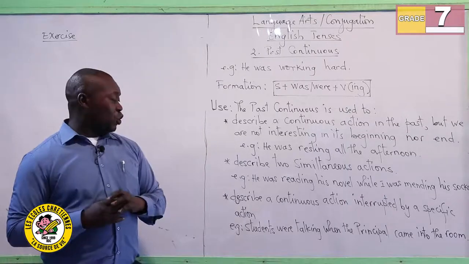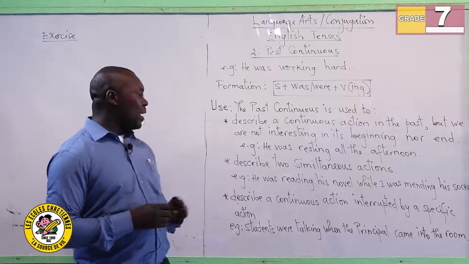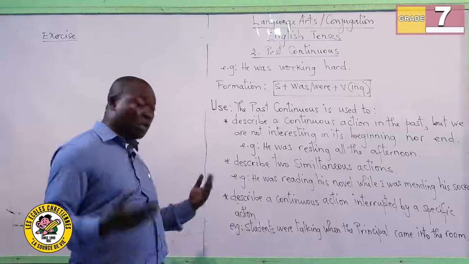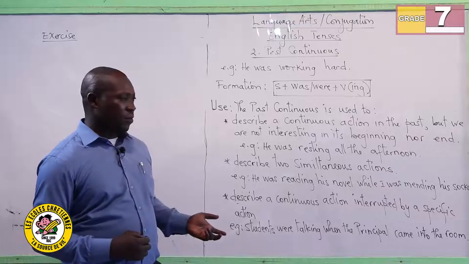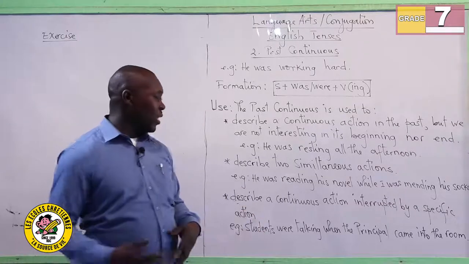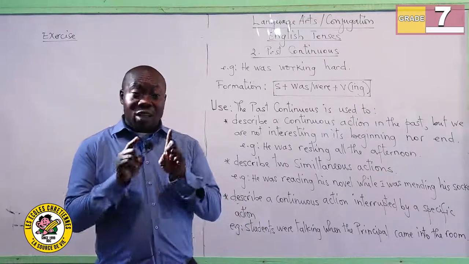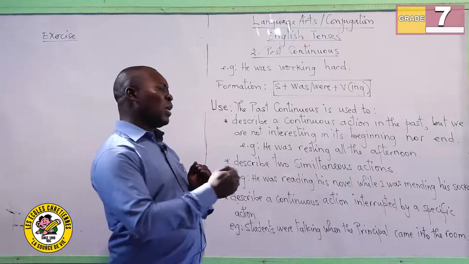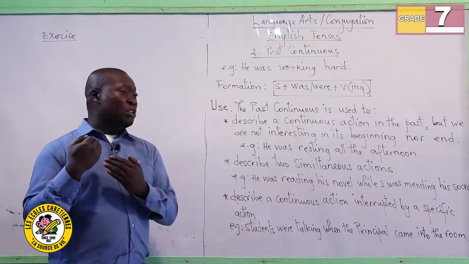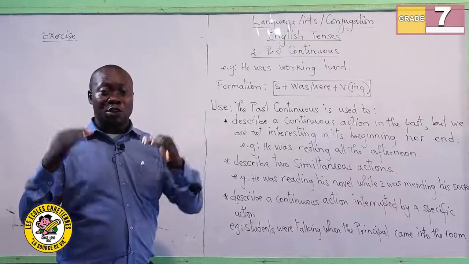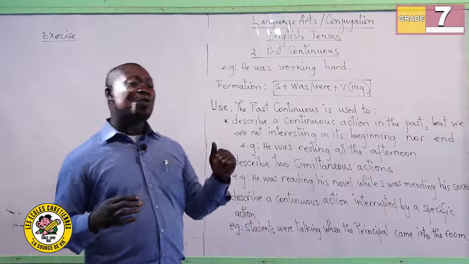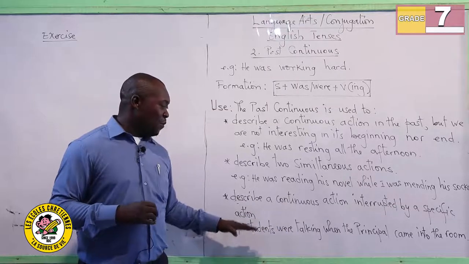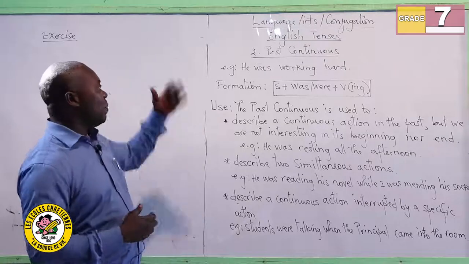And another use is to describe a continuous action but interrupted by a specific action. What is it? Students were talking when the principal came into the room. So there, they were talking because the principal was not there. But once the principal came into the room, did they continue to talk? No, they stopped talking. So the action was interrupted with another action. So that is very, very important when you are using the past continuous.